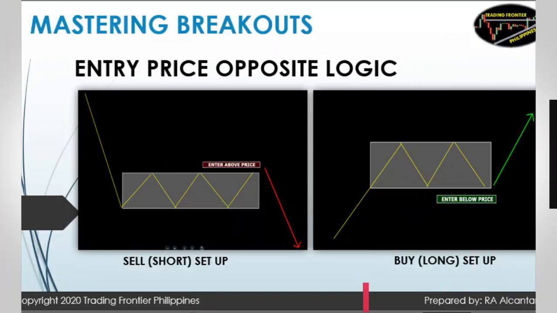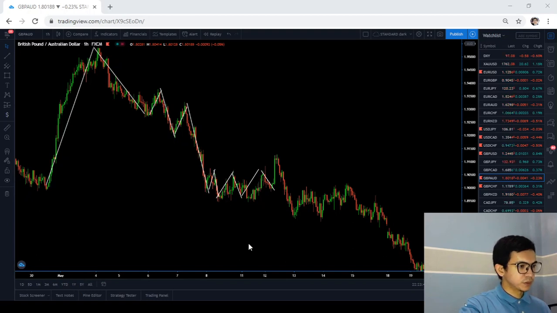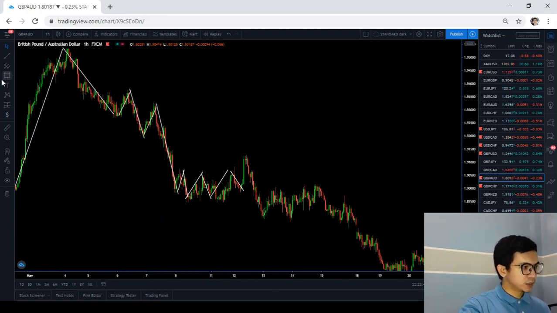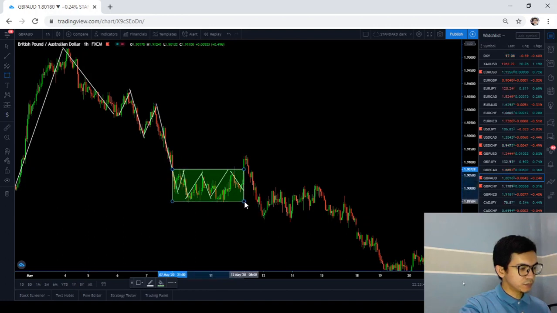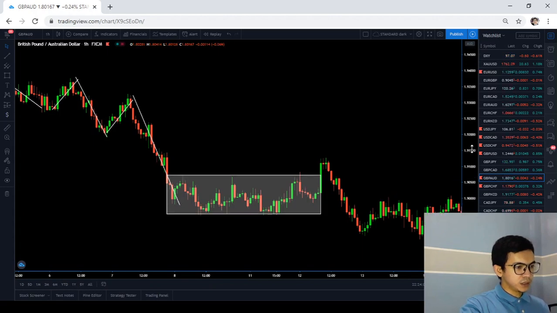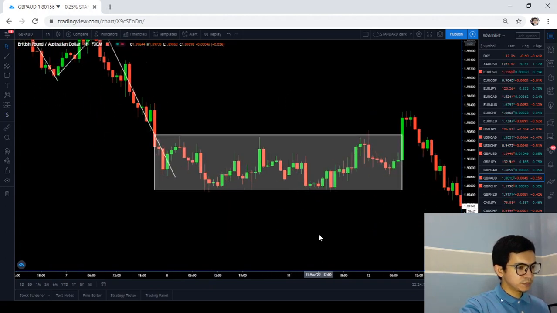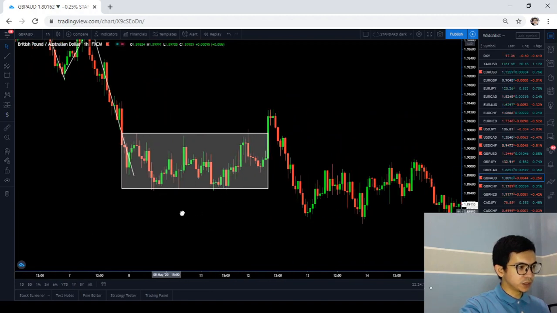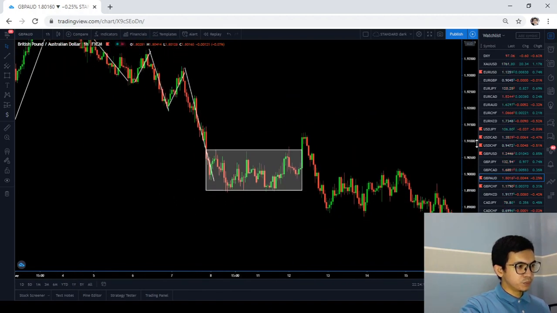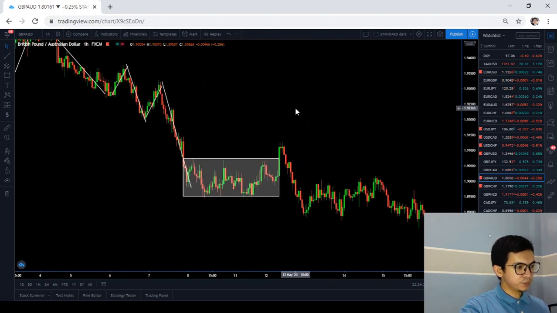So, tingnan natin sa charts. Okay. So, di ba? Meron tayong what? Isang box dito. Masyadong madilim. Alright. So, pulahin ko lang tong mga lines. So, we all know na this is a consolidation market. Or the price consolidates after a strong move to the downside or an impulse move downward.